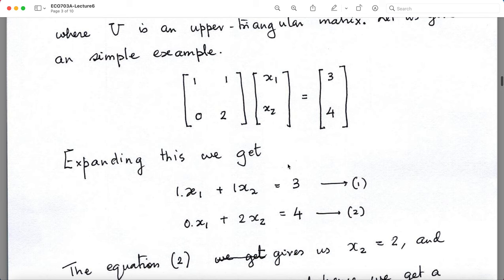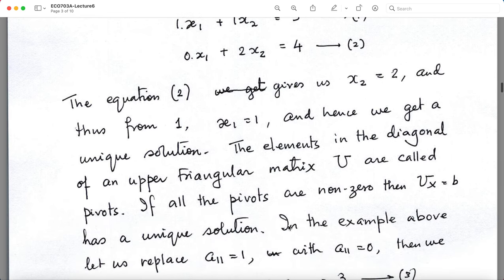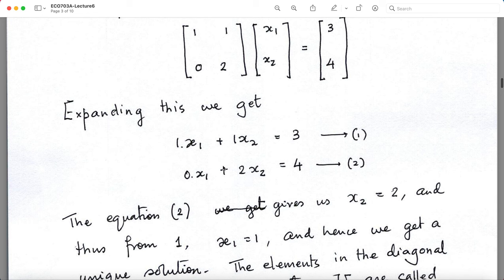So if we expand this, we can write it like this. From equation 2, x2 is 2. And from equation 1, putting x2 is 2, you get x1 is 1. And hence, we get a unique solution. As we have seen, the elements on the diagonal of the upper triangular matrix are called pivots. And here we again conclude, if all the pivots are non-zero, the solution is unique.